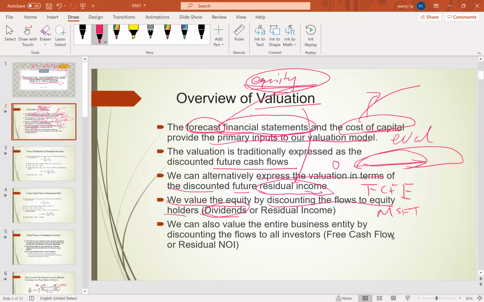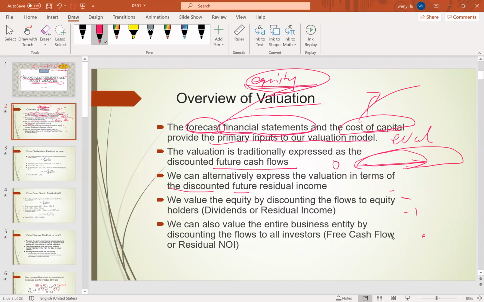But not every company pays dividends, as you know. For example, Amazon.com. Amazon is a big company, and the stock price is more than $2,000, but they never pay any dividends. They never distribute their residual income as dividends to their shareholders. They will use residual income for expansion and for operations. So for companies that do not pay any dividends, we will discount what? We will discount residual income to get a value for the equities. So based on whether companies pay dividends or not, we will discount different flows to equities to solve the value of the equities.